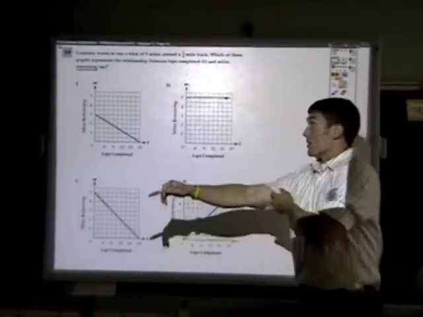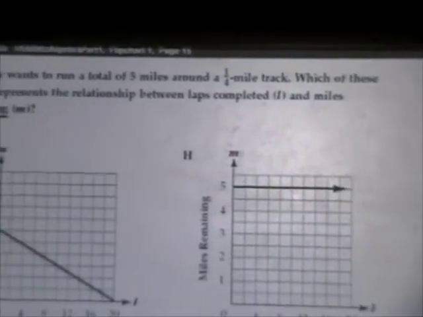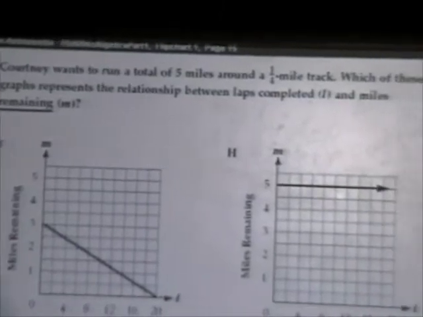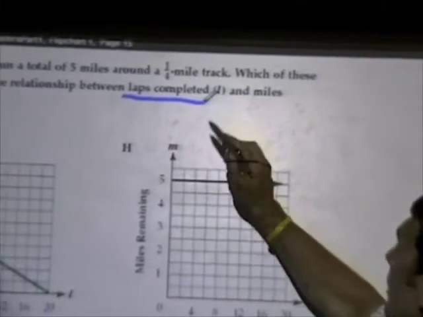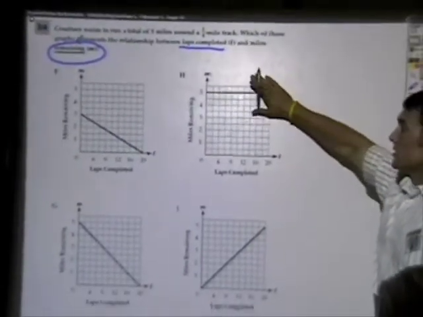We're going to have to look at graphs. So, Courtney wants to run a total of 5 miles around a quarter mile track. Quarter mile, if we add four of those laps together, we get a mile. Which of these graphs represents the relationship between laps completed and miles remaining? It's underlined even. They even give you a hint. What nice HSA people. Because that's important.